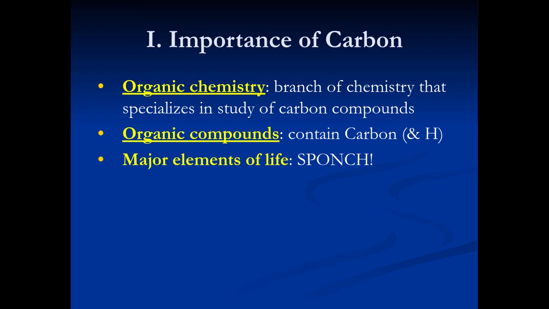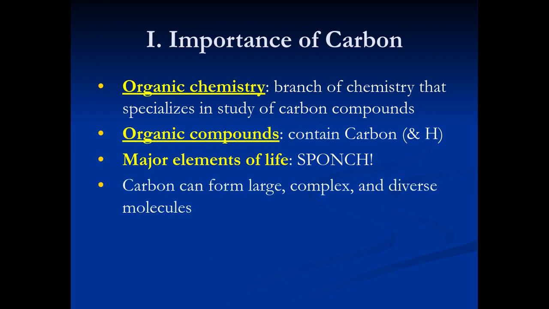Now, when we think of elements of life, I want you to think of the word sponge. And actually, sponge is not a word. But when we talk about sponge, which is right here, that's sulfur, phosphorus, oxygen, nitrogen, carbon, and hydrogen. And these are the 6 elements that organisms are primarily made out of. Now, carbon can form large, complex, and diverse molecules. That's why it's so special.